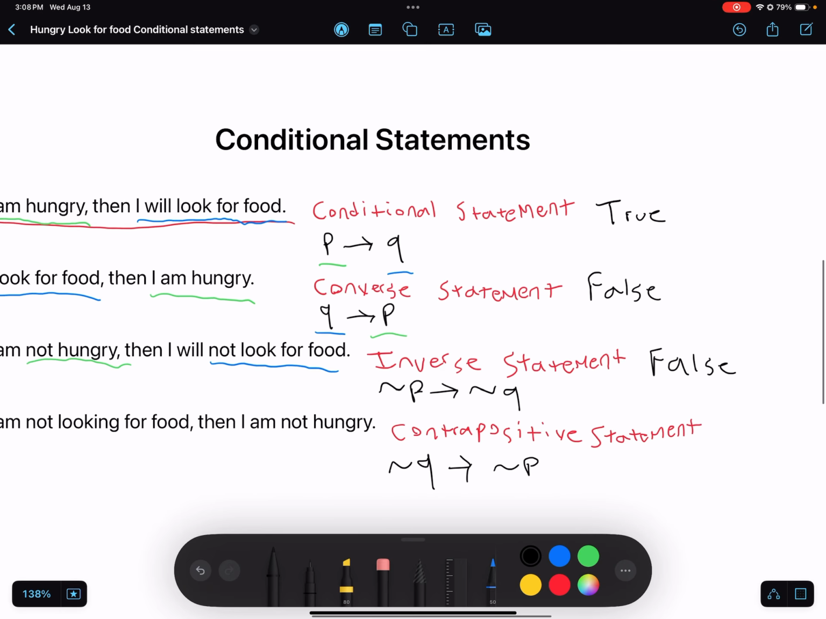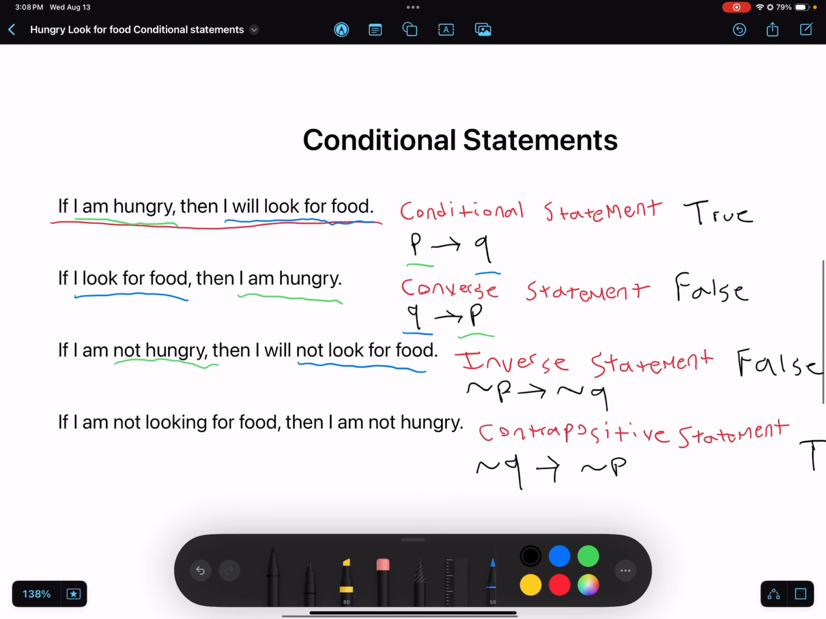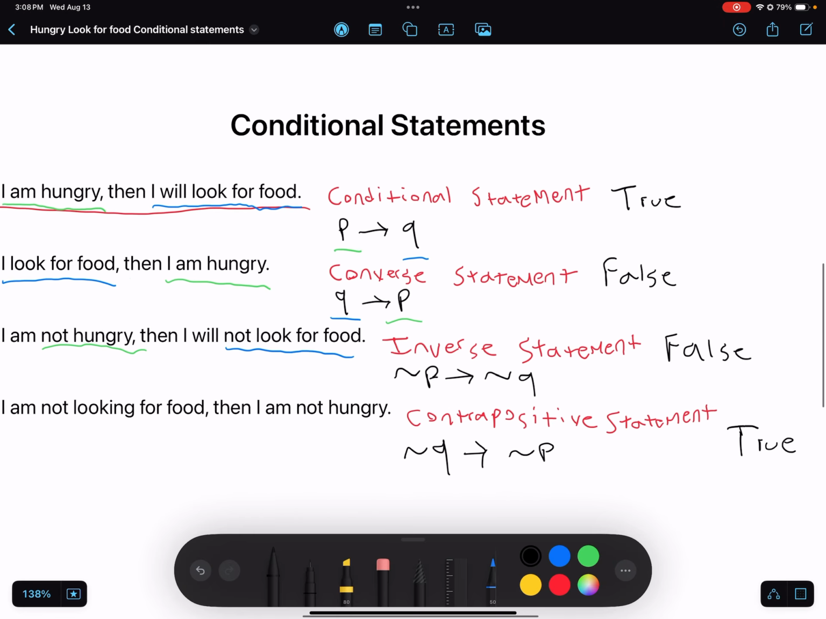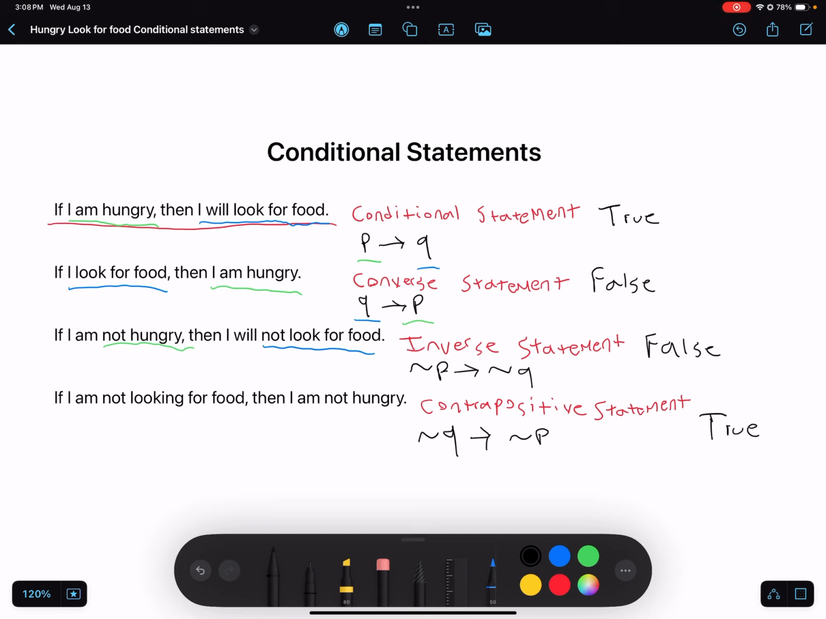And so this, on the other hand, is going to be true because as a principle, the conditional and the contrapositive statements are always going to be true in any logical context. It makes sense too. If I'm not looking for food, then I am not hungry. So, and this is a true statement. So we have a map. We've mapped out all four different types of basic conditional statements. The base conditional, the converse, the inverse, and the contrapositive. And we've mapped out their symbolic notation, and we've also shown the value of each one of them, true or false.